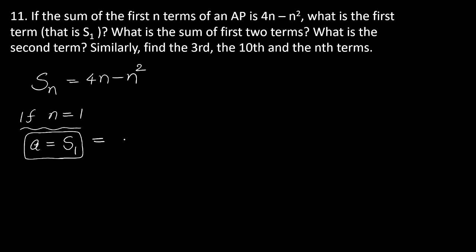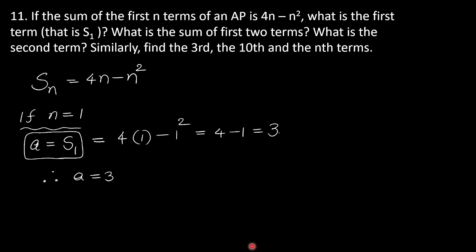I am putting n equal to 1 on both sides. What is this? 4 minus 1, 3. So A equal to 3. It is required; they actually mentioned in the question, what is the first term? So A equal to S1. Better you memorize that. S1 is A. Putting n equal to 1, you will get S1. A equal to 3. All of it clear till this step?